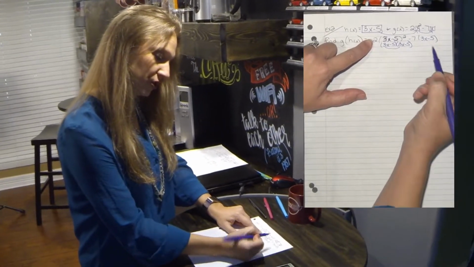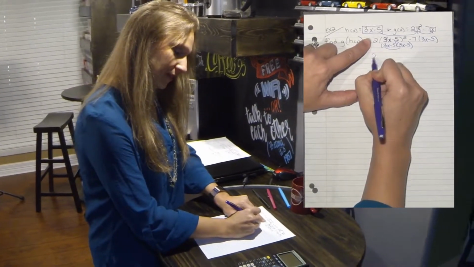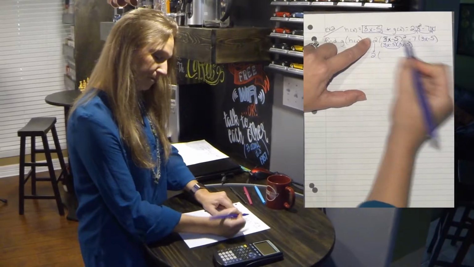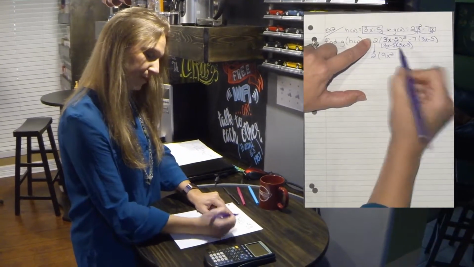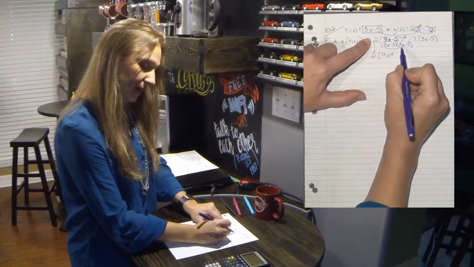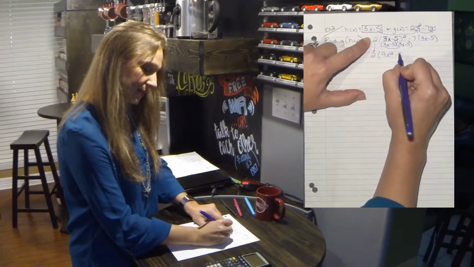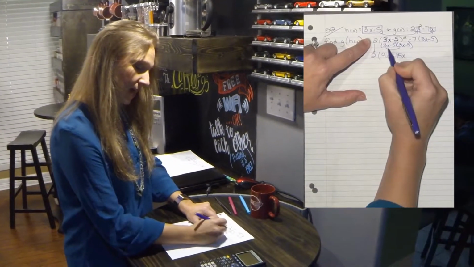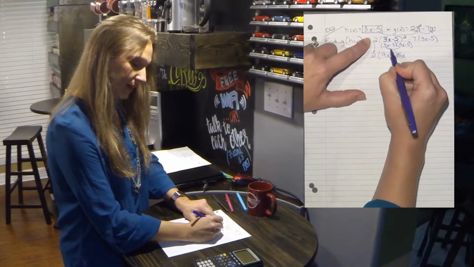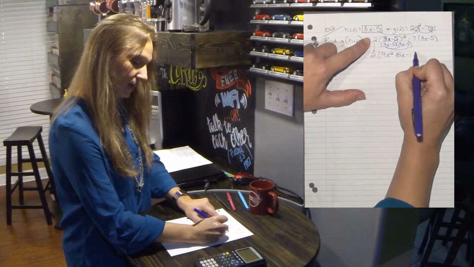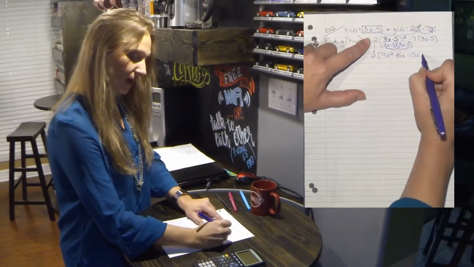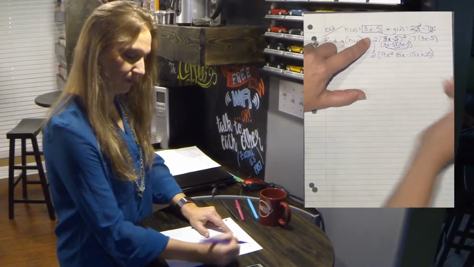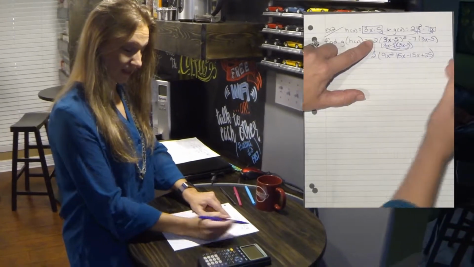You'll do first. So I'm going to bring down this 2 so I don't forget it. 3x times 3x, 9x squared. I have a -5 times 3x is negative 15x. I have again 3x times negative 5, another negative 15x. And negative 5 times negative 5 is positive 25. So that's just this piece.